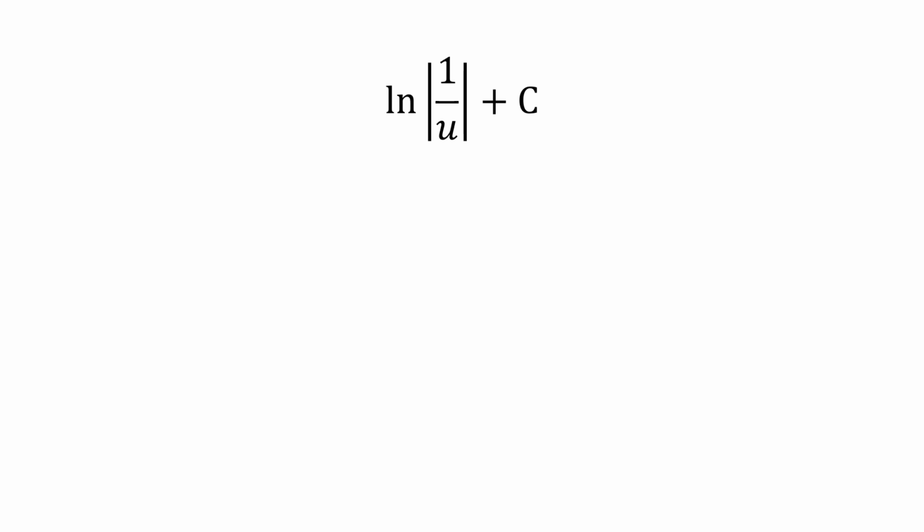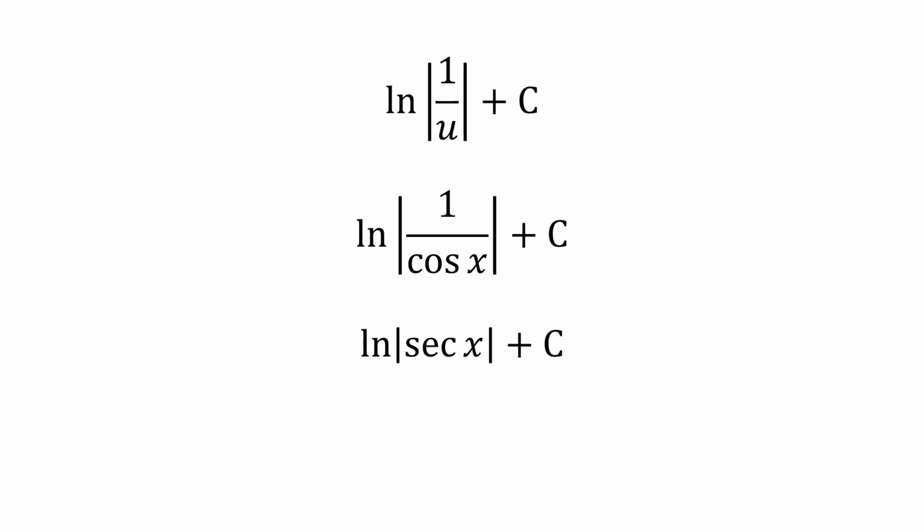Back substituting then gives ln absolute value of 1 over cosine of x plus c. Applying the reciprocal identity, we arrive at a final answer of ln of absolute value of secant of x plus c.